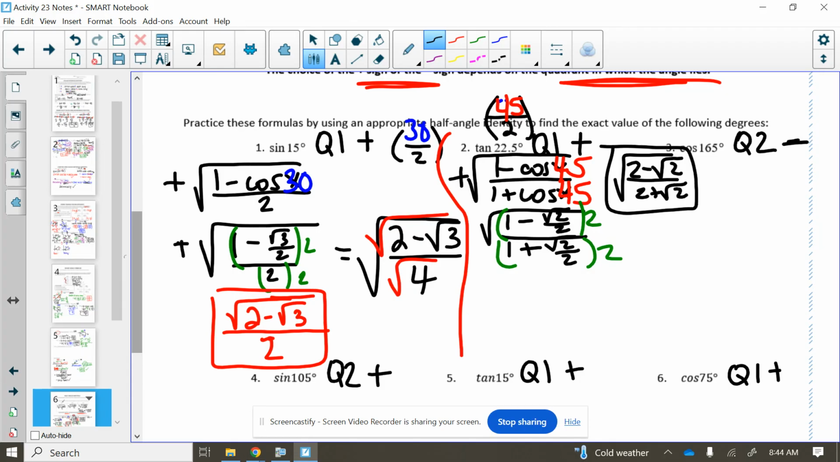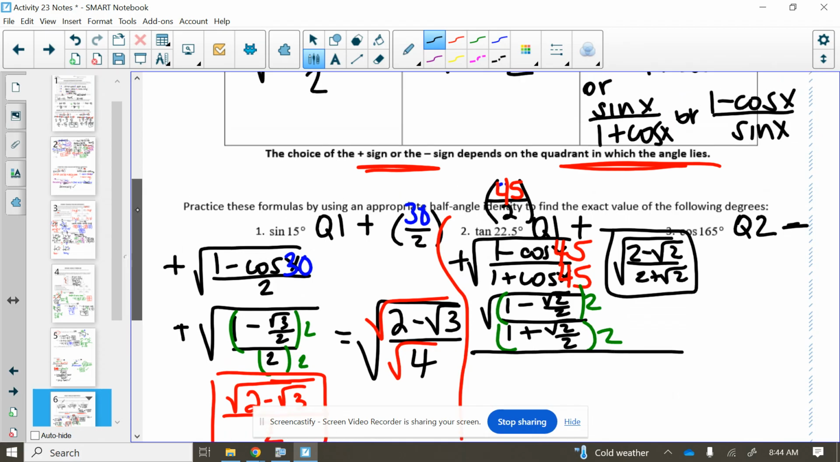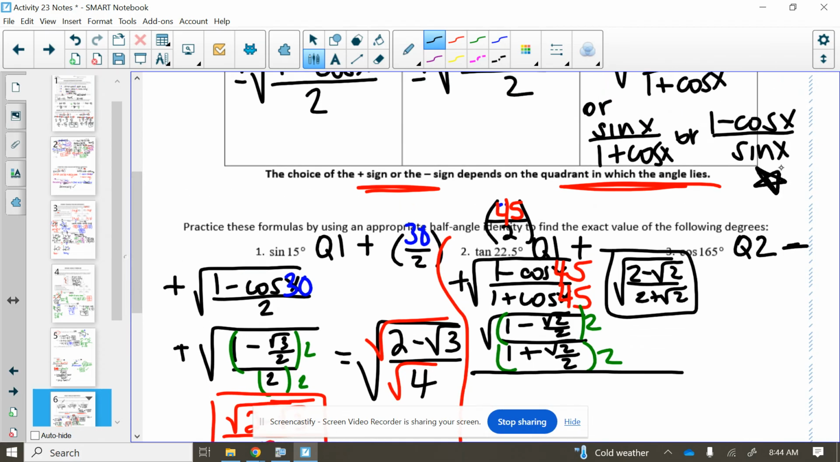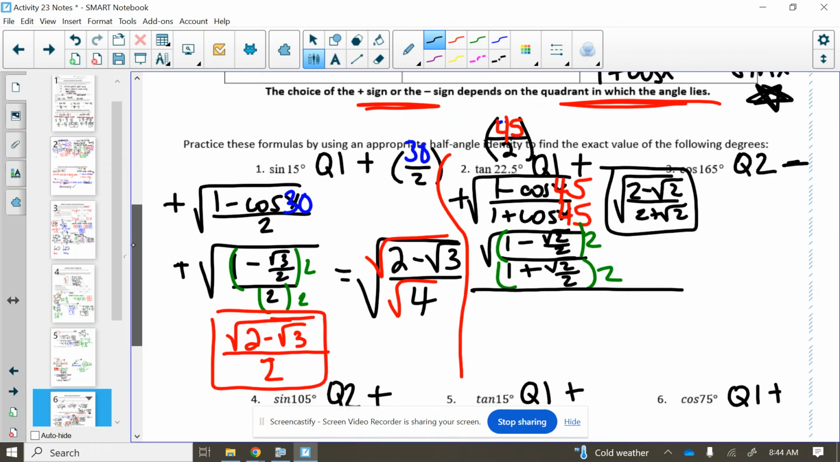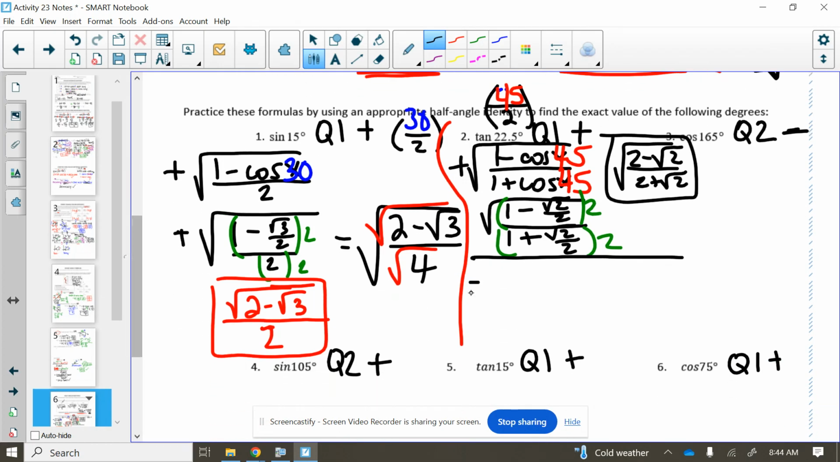Sometimes you will see, however, the use of one of these other two formulas, and I would recommend the 1 minus cos over sine, since we have one singular thing on the denominator. What you could do for that one is you would have 1 minus the cosine of 45, which again is root 2 over 2, all divided by the sine of 45, which is root 2 over 2.